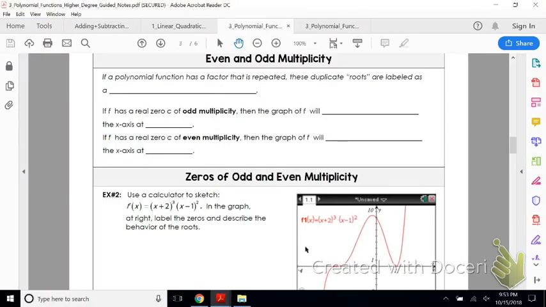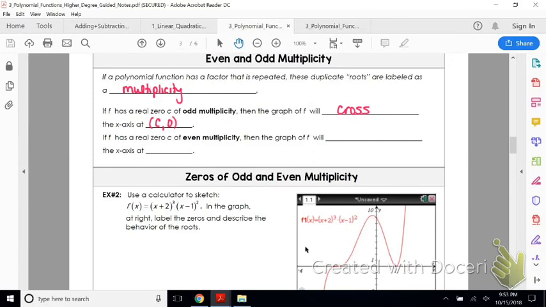All right, so let's talk about even and odd multiplicity. If a polynomial function has a factor that is repeated, these duplicate roots are labeled as a multiplicity. All right, so if f has a real 0 c of odd multiplicity, then the graph will cross the x-axis at (c, 0).